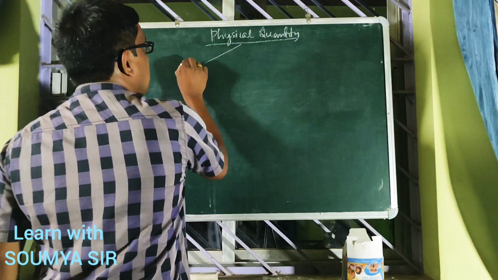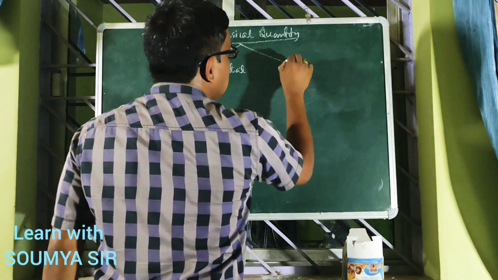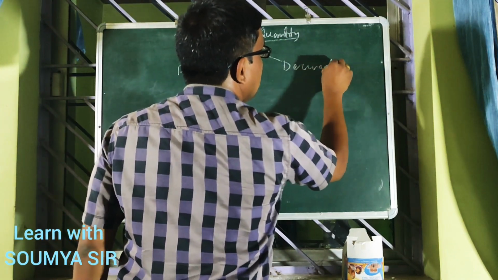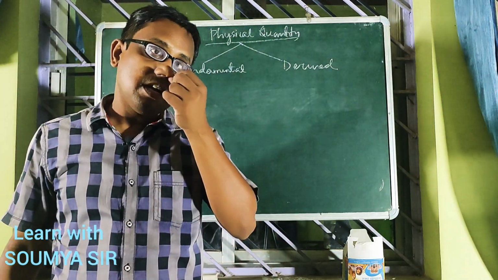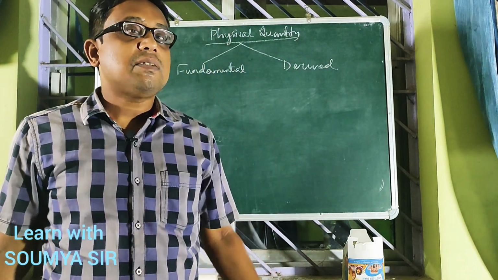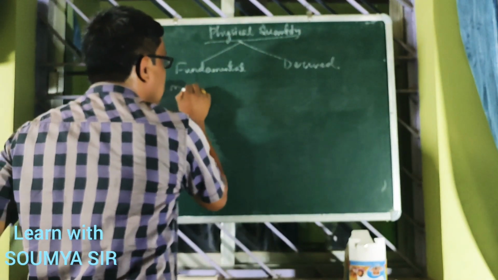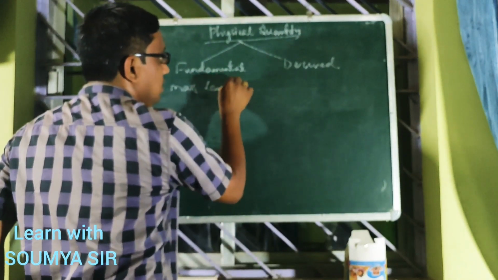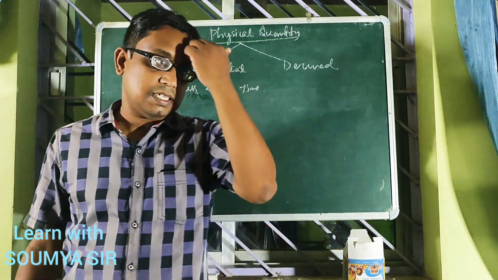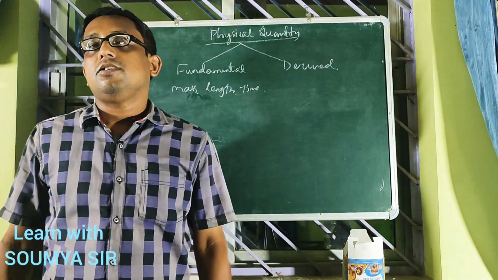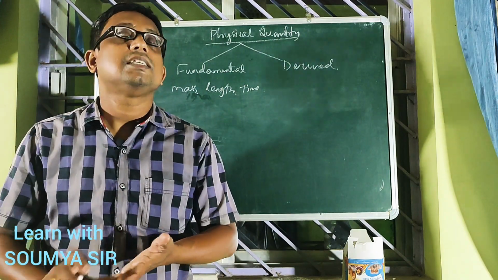Number one is fundamental quantity. Number two is derived quantity. Fundamental quantities are basic, the initial ones, like mass, length, time. More are there, which you will read in classes 11 and 12, but here you will read three. So mass, length and time are fundamental quantities, which are basic quantities.